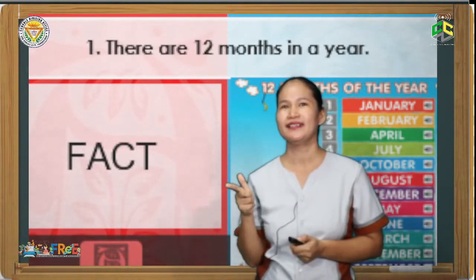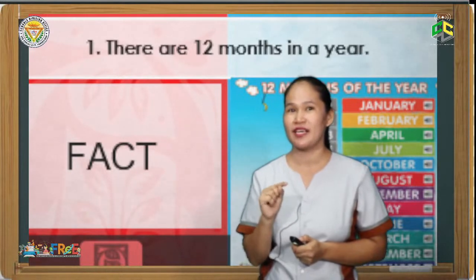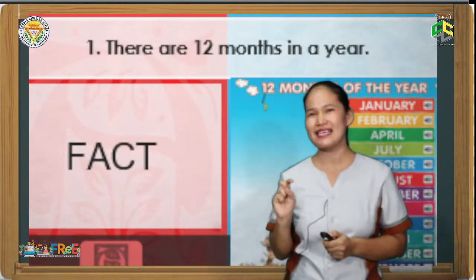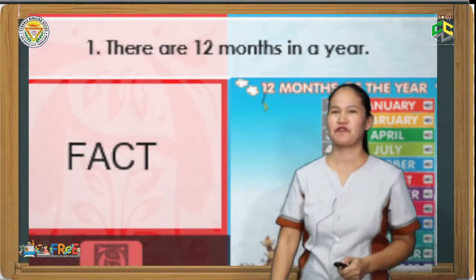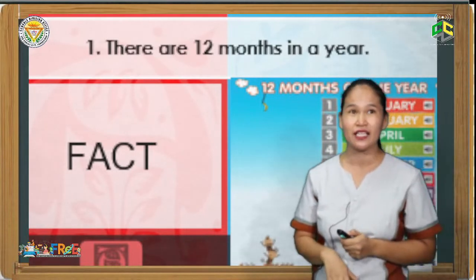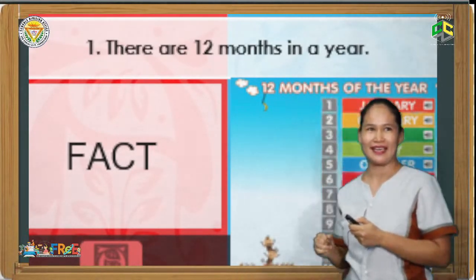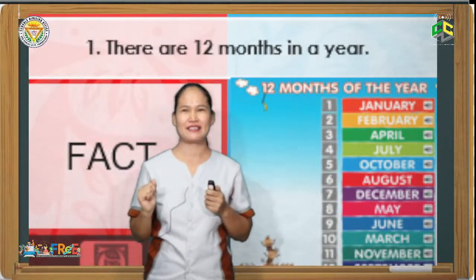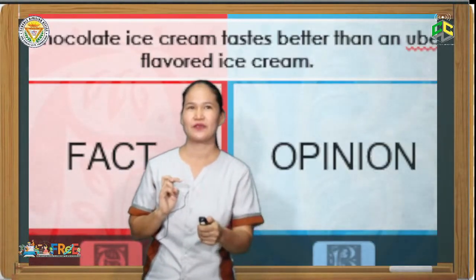Number 1, there are 12 months in a year. Yes, the answer is fact. You've got it. You can see the 12 months of the year in this illustration. Okay, look at the illustration. So the answer is fact.